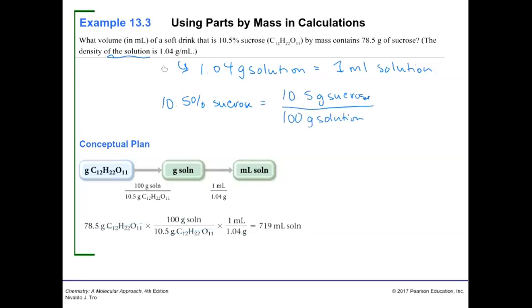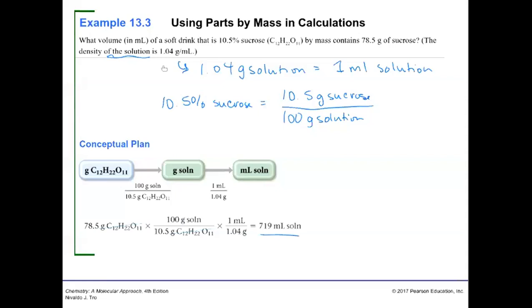So that's where they used that as a conversion factor here so that they could cancel out grams of sucrose that they're given in order to get the grams of solution. And then we can use the density to cancel out the grams of solution in order to get milliliters of solution. So with these conversions, you're going to want to make sure you're very careful labeling your units, because not all gram units are the same. So it's helpful to write a little bit extra so that you can differentiate between the mass of the solute and the mass of the solution.